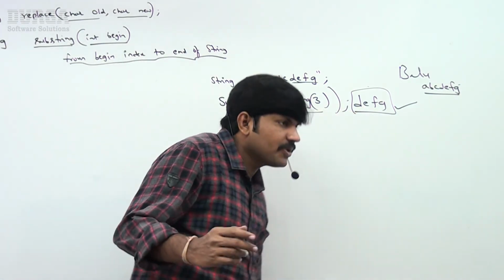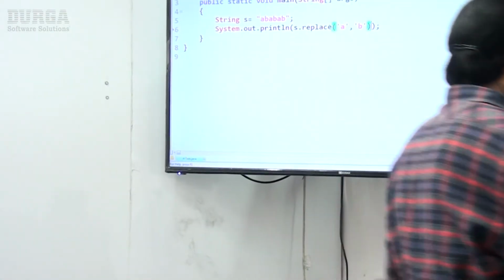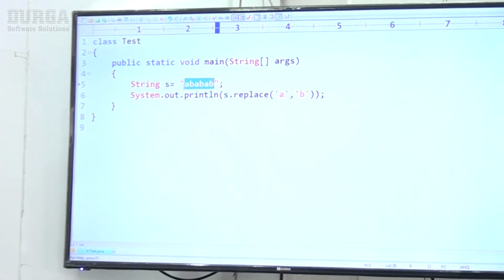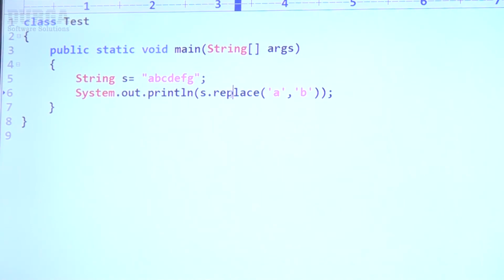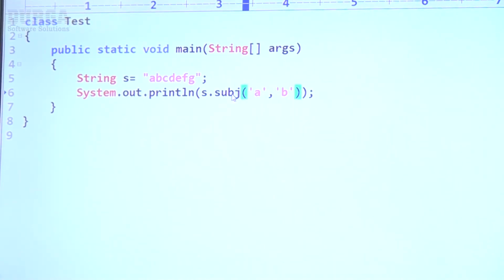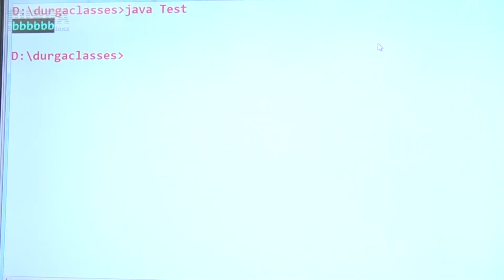Now let me cross check, sir. Here, s is equal to A, B, C, D, E, F, G. s.substring(3). Is substring written in small or capital? By mistake, if I take a capital S, what will happen, sir? Have a look once. The compiler will complain.